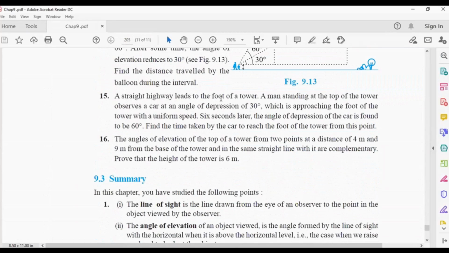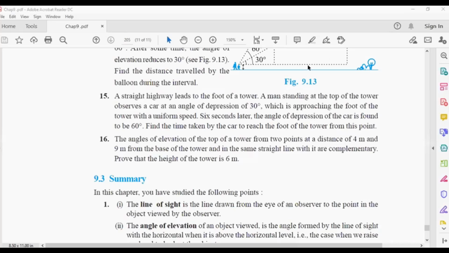A straight highway leads to the foot of the tower. A man standing at the top of the tower observes a car at an angle of depression 30 degree, which is approaching the foot of the tower with a uniform speed. 6 seconds later, the angle of depression of the car is found to be 60 degree. Find the time taken by the car to reach the foot of the tower from this point. So how can we draw the picture? We don't solve for the answer, we only discuss how to draw the picture.